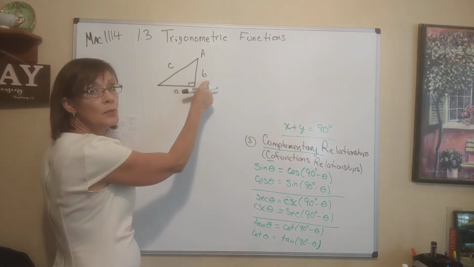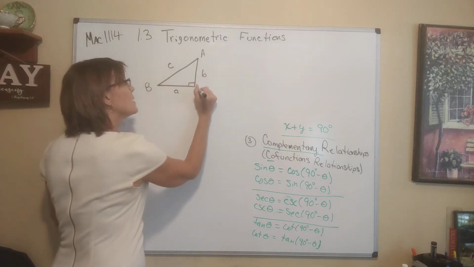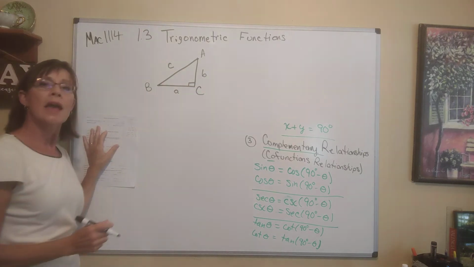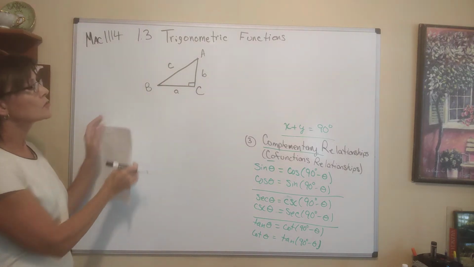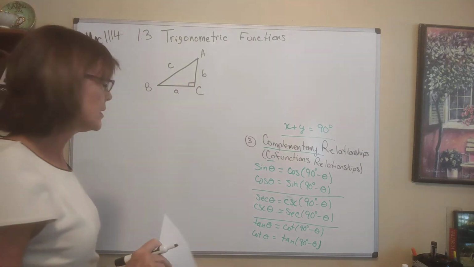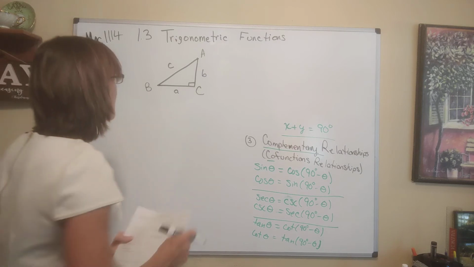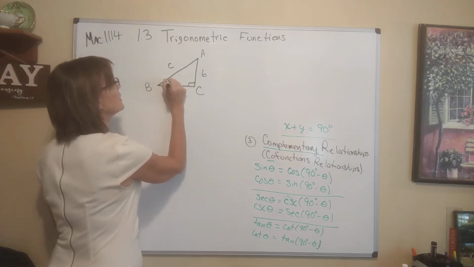So over here is B, that means that this angle is capital B. Over here is C, that means that this 90-degree angle is capital C. So that is how I will generically label my triangles whenever I come across one. Okay, so let's call out an angle. Let's call this theta right here.